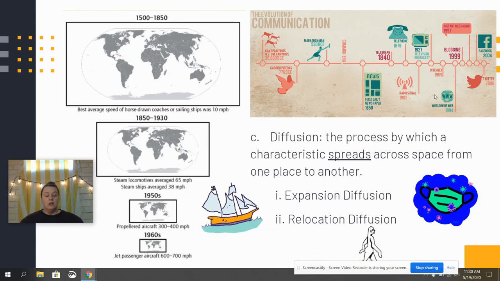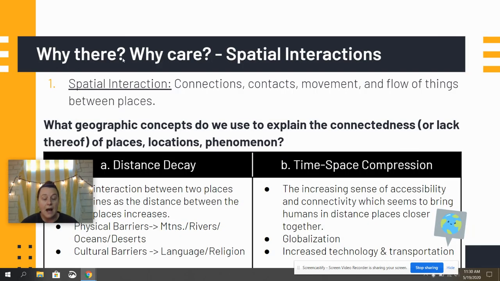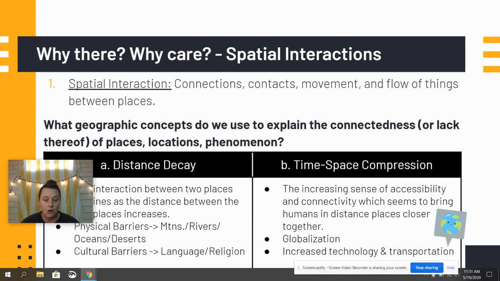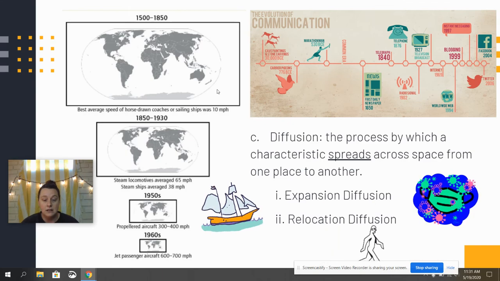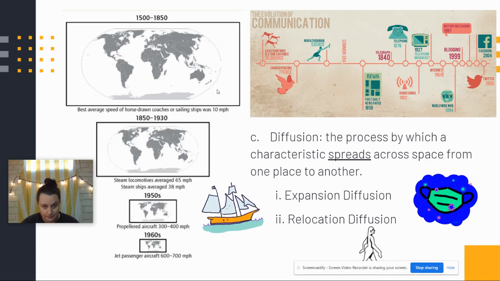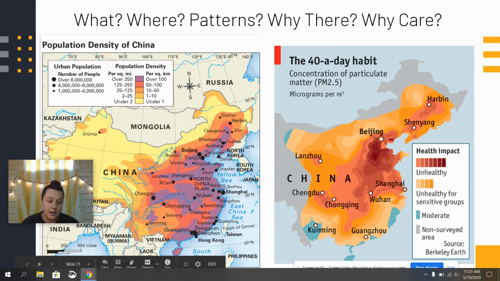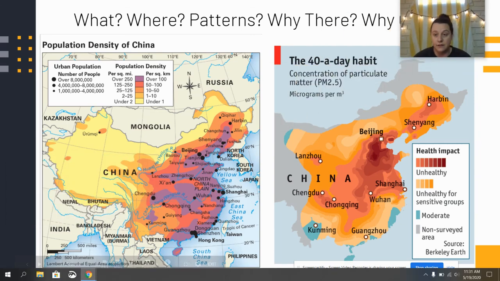And so, to wrap up this whole topic, the why there and the why care. We're talking about these geographic concepts of spatial interaction, right? Distance decay, time-space compression, and diffusion. All three of these geographic concepts basically tell us a little bit about why something is connected or why it is not connected. Okay, so before we leave, I just want to do a quick spatial analysis with you, right?